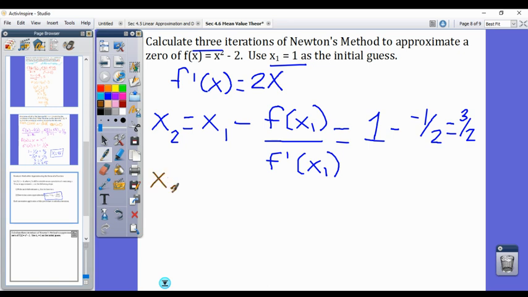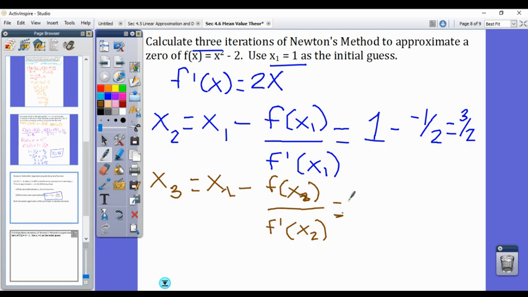All right, so x sub 3. You're going to take x sub 2, and you're going to subtract the value of x sub 2 plugged into the original function and into your derivative. So this one gets a little bit yuckier. The next one we're going to use, you're going to end up with minus 1/4 divided by 3, and you're going to get 17 over 12.